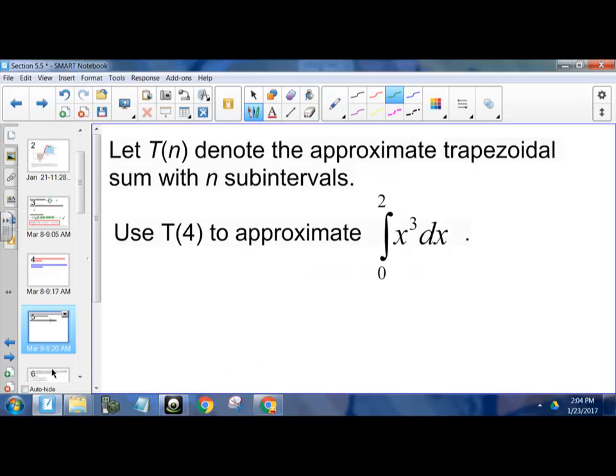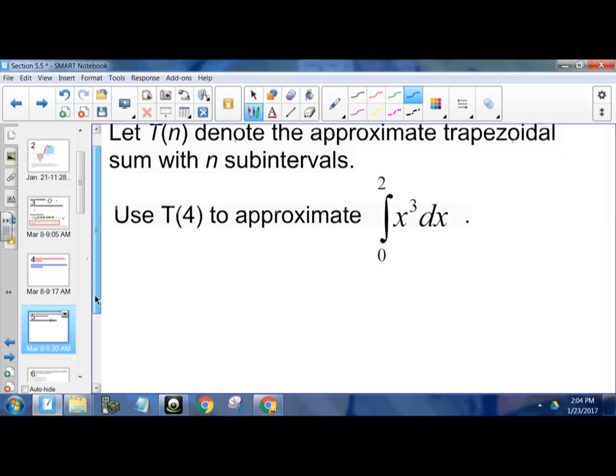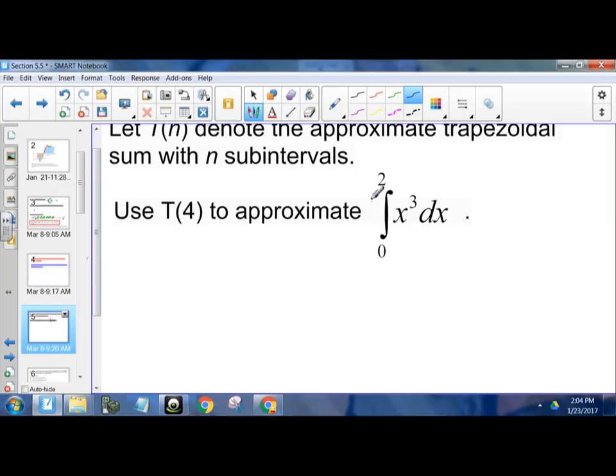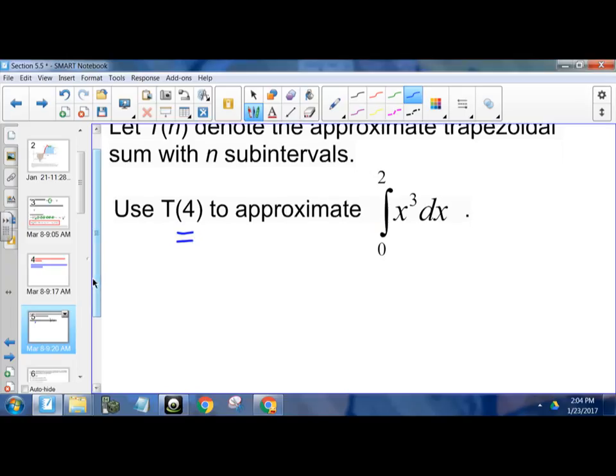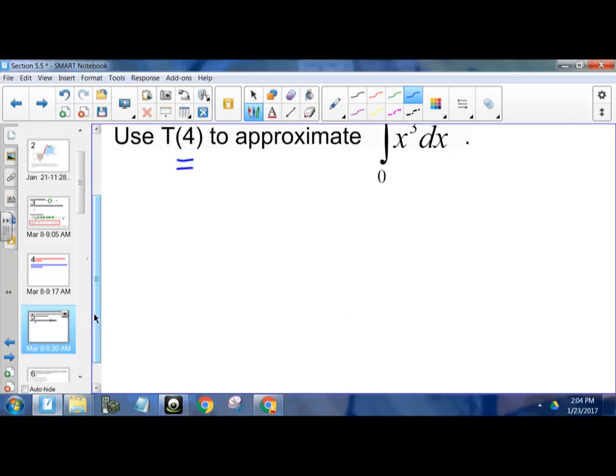Let's do a problem. This particular problem says, let T of n denote the approximate trapezoidal sum with n subintervals. Use T4 to approximate the integral from 0 to 2 of x cubed dx. In order to solve this problem, our region is 0 to 2. We're doing 4 subintervals from 0 to 2. So that's pretty easy to visualize. The height is going to be 1/2, right?